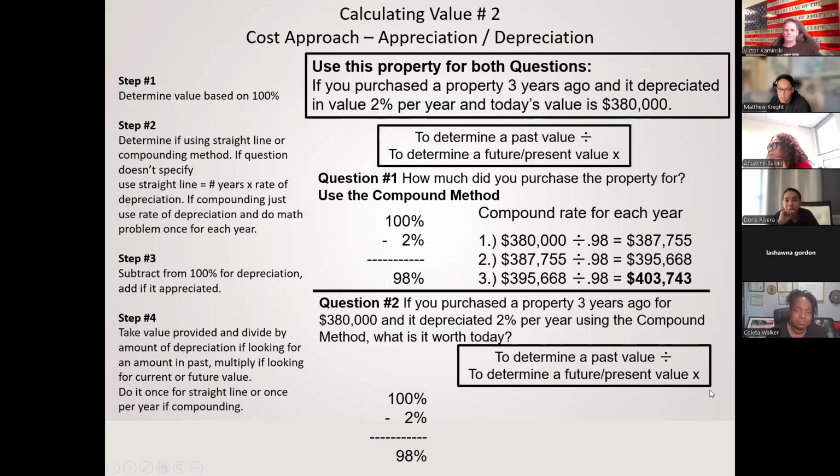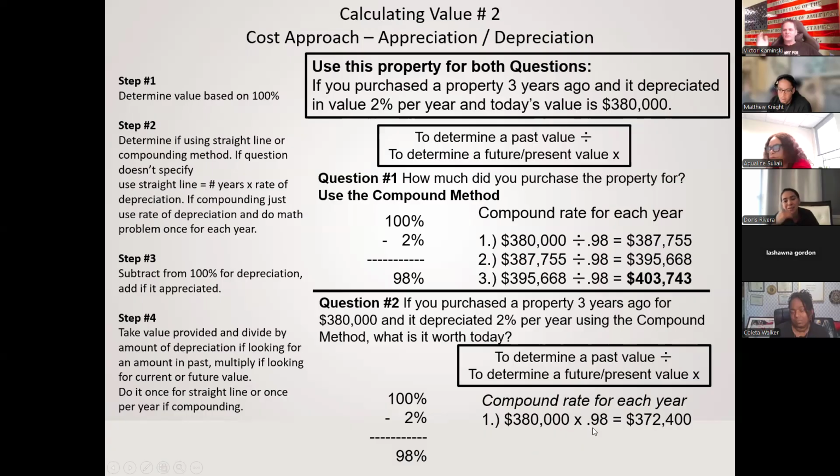You take the 380 divided by 0.98. Okay, hold on a second. Why are we dividing? It's past value. So, you're looking for present, so it'll be multiplication. You see? So there you go.